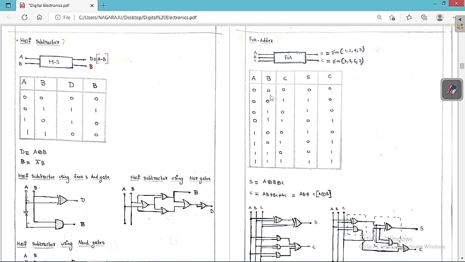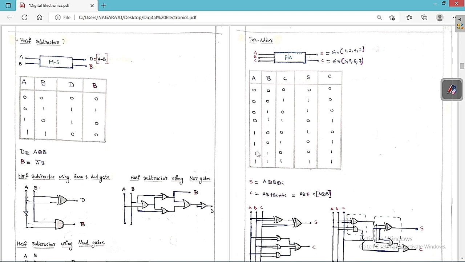Now 0 plus 0 plus 0 is equal to 0 with a carry of 0. 0 plus 0 plus 1 is equal to 1 with a carry of 0. 0 plus 1 is 1, 1 plus 0 is 1, with a carry of 0. 0 plus 1 is 1, 1 plus 1 is 2, so therefore sum is equal to 0 and carry is equal to 1. Here 1 plus 0 is equal to 1, so you are going to get sum as 1 with a carry of 0. 1 plus 1 is equal to 2, which is sum 0 and carry 1.